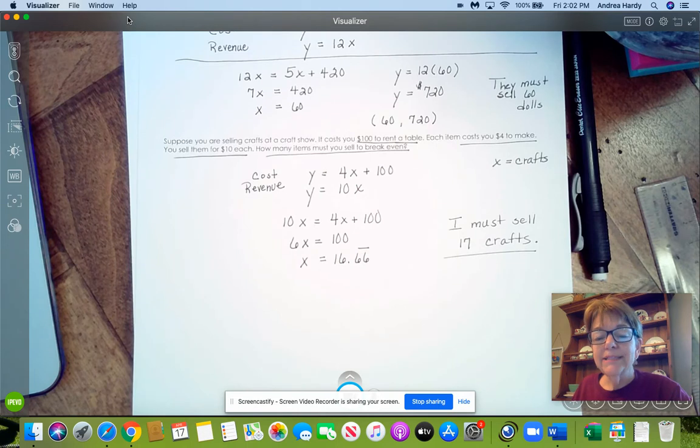Okay, you always answer the question and see if it makes sense. Would it make sense for me to sell 16 and 2/3 of a craft? No, nobody wants 2/3 of whatever I'm making. So we're going to sell 17 items and then it would break even. I hope this makes sense.